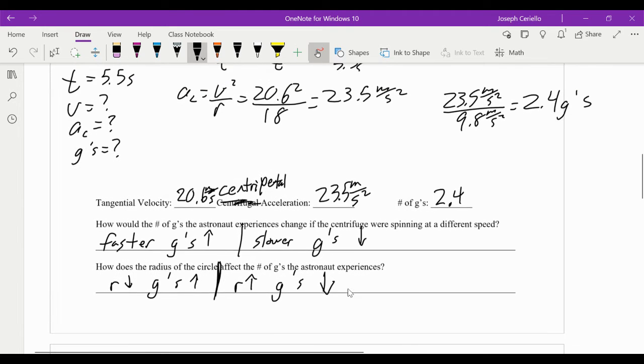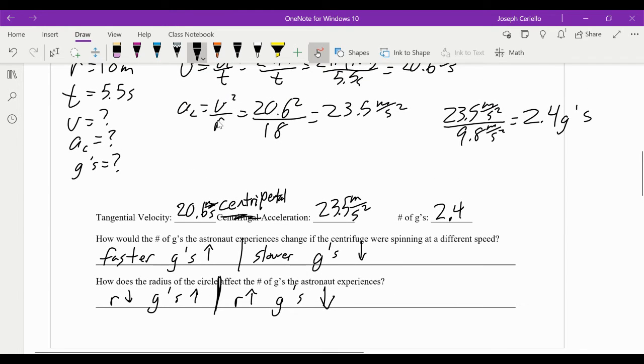What if the radius were different? Well, if the radius were smaller, a_c would go up, right? If r is smaller, a_c would go up. It's an inverse relationship. Therefore, the number of g's would go up. If r were bigger, then a_c would go down. Therefore, the number of g's would go down.